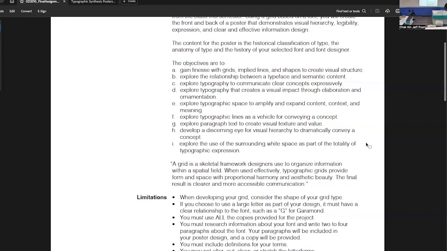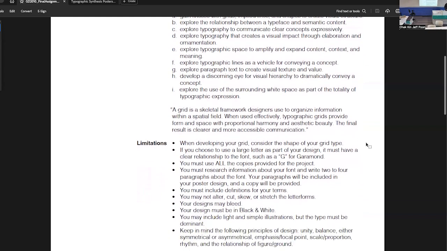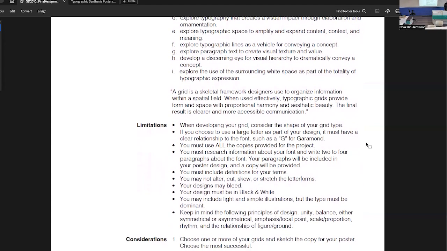Okay, so a grid is a skeletal framework designers use to organize information within a spatial field. When used effectively, typographic grids provide forms and space with proportional harmony and aesthetic beauty. The final result is clear and more accessible communication.